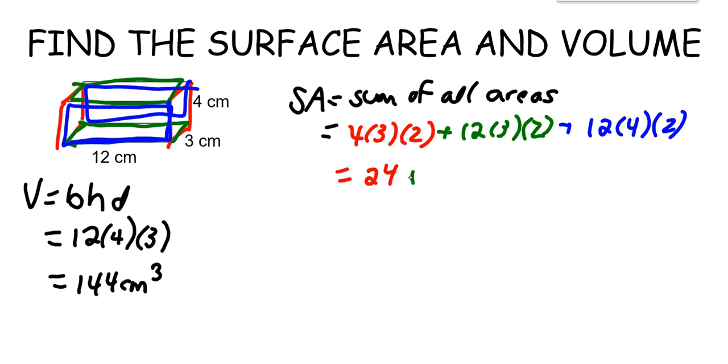Oops, that's not writing. Let me just check. So that's 12 times 3 times 2, and then 96. Oops, that one should be blue. 96, I believe. And if we add those all together, we get 192. And for surface area, our units are squared.